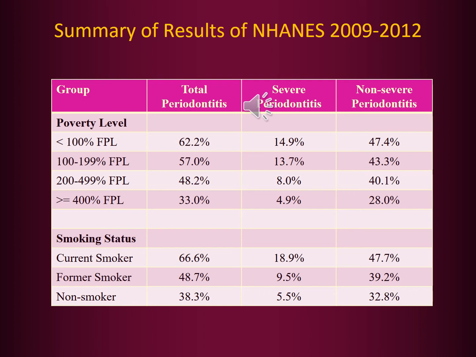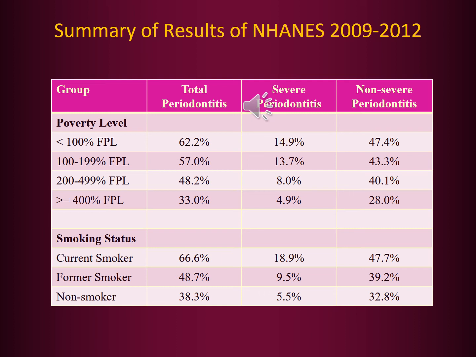You can also see that, again, that affects severity of periodontitis. Look at the next column, it shows 4.9% for those who are in the 400 or greater FPL versus 14.9% for those who are less than 100% of the federal poverty level. And the numbers, again, speak volumes in terms of the non-severe periodontitis as well. 47.4% of those who are less than 100% of the poverty level versus the 28% for those who are greater than or equal to 400% of the poverty level.